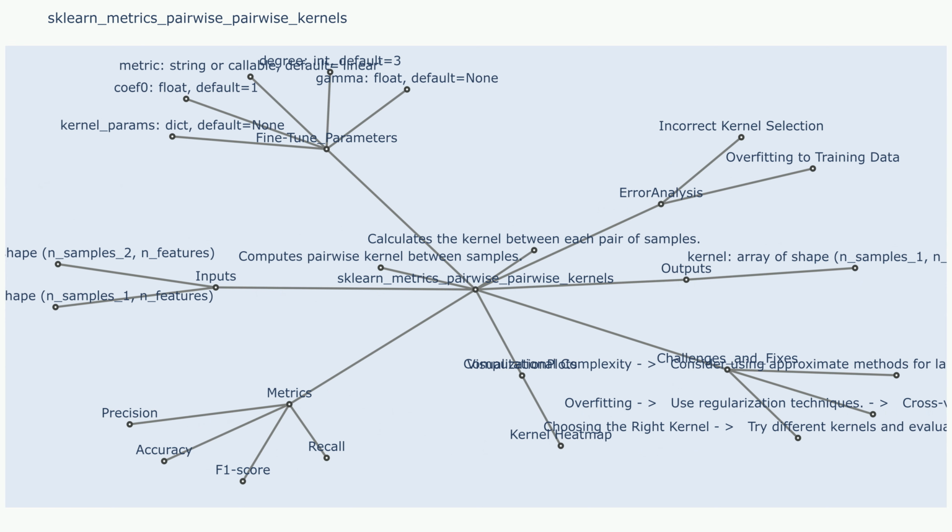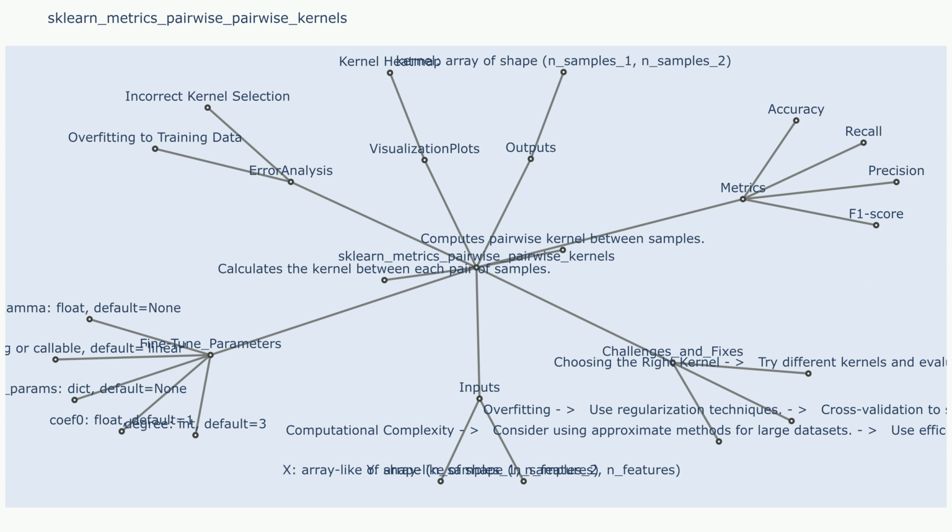Challenges and fixes. Challenge 1. Choosing the right kernel. Different kernel functions capture different types of relationships between data points. Choosing an inappropriate kernel might result in poor performance or fail to capture important relationships. Sample use case that resulted in challenge 1: using a linear kernel for data with nonlinear relationships.